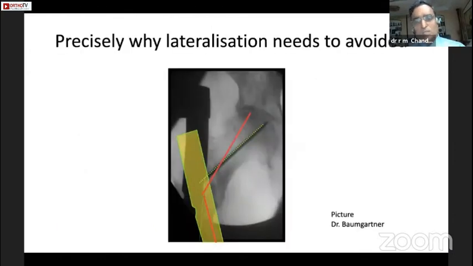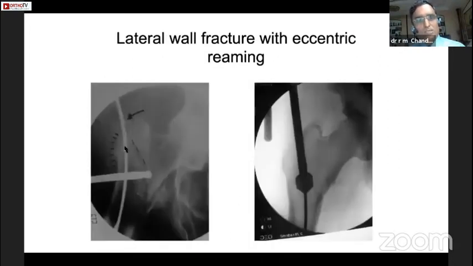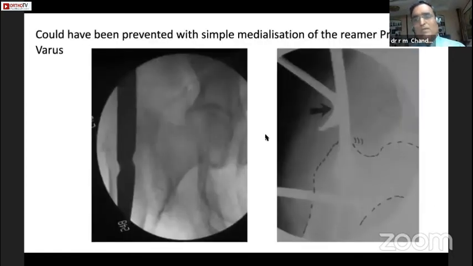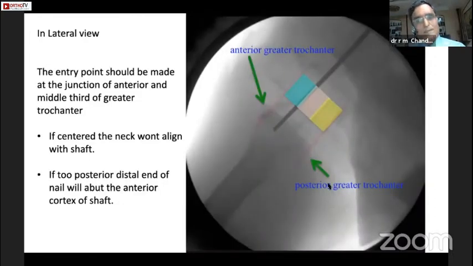And this is paramount in PFN, as very nicely elucidated by Dr. Shivshankar. The excessively lateralized entry is what we don't want. So this is what we don't want in a PFN. If this is there, that would lead to a bad result. This is where the reamer has already lateralized. So how do we keep medializing? This is with a bone spike.